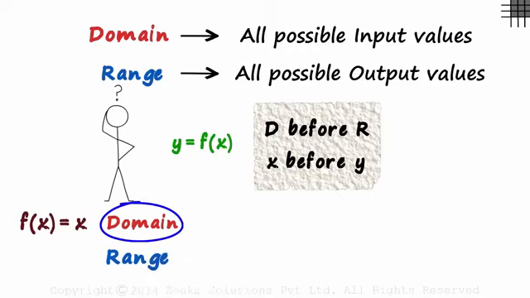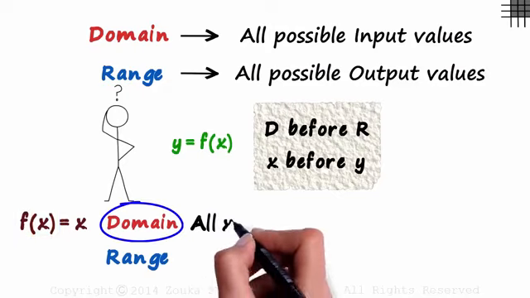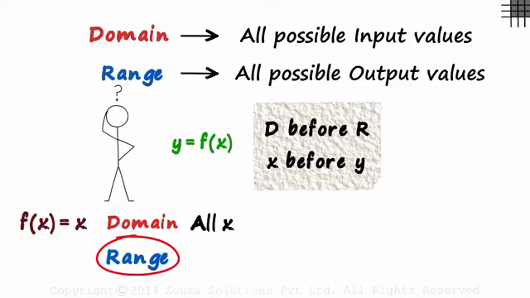Domain will be all the values x can take. In this function, x can take any value. Yes, just about any value. So the domain is all x. And the range, which is y or the output, can also take all values that x takes. So the range will be all y values.